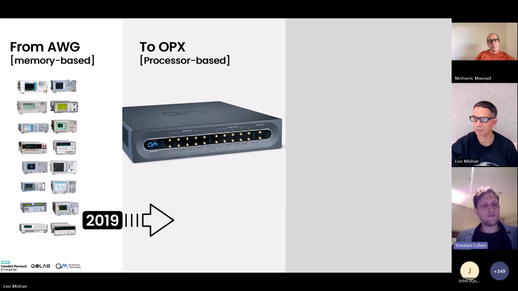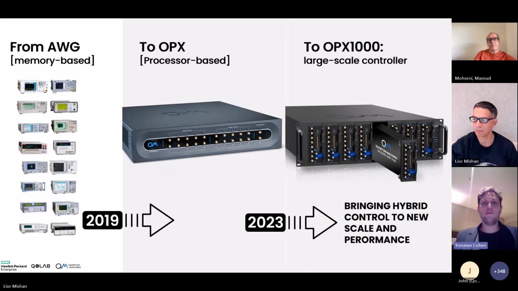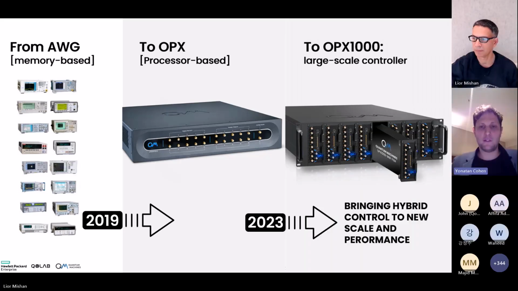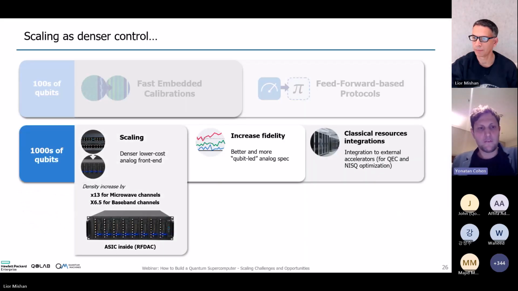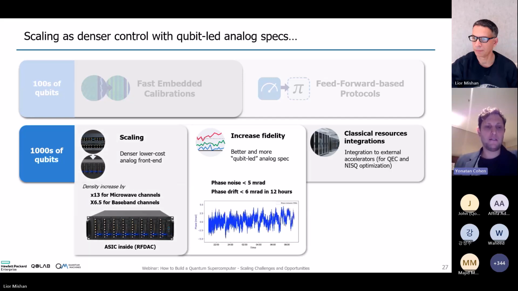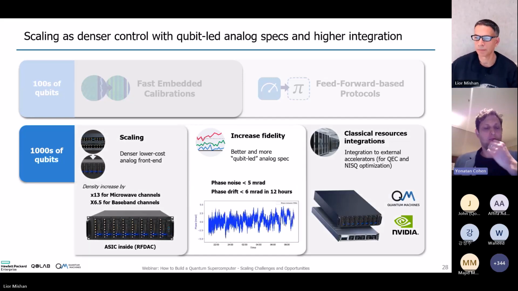So in 2019, we launched our first product, the OPX, and this was the move from general test equipment to a processor-based approach. But in 2023, we made another big step with OPX 1000, which exactly brings those three levels that I mentioned to higher scale. So we already made a big jump on density, for example, about 10 times factor of density, and also significantly less cost per qubit control with OPX 1000.